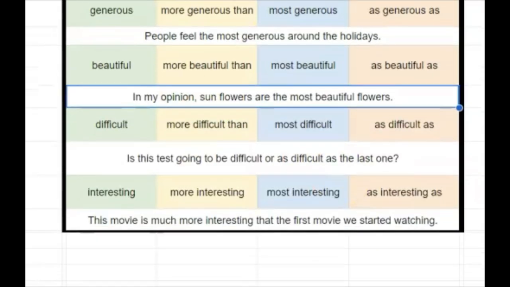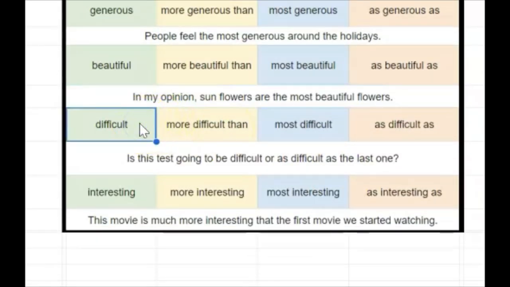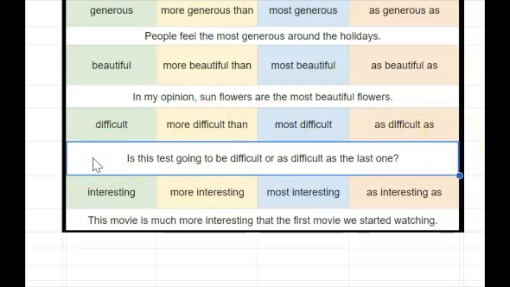And then we have the next adjective in this category, multiple syllables, difficult, not ending in Y, there are 3 syllables. More difficult is the comparative, most difficult is the superlative, and as difficult as is the equality. The common question is, is this test going to be difficult, or as difficult as the last one?